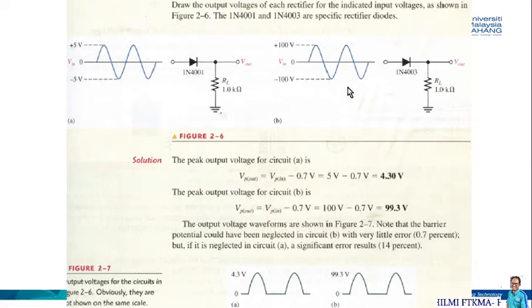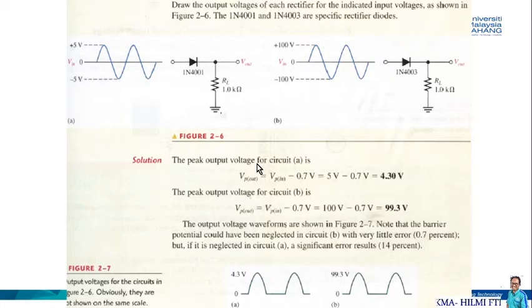Now let's see. Let's say we have an input voltage with a peak value of 5 volt. We need to draw the output voltage of each rectifier for the indicated input voltage, as shown in this figure. The first one is a diode 1N4001 and the second one is 1N4003. The load resistor is the same, 1 kilo ohm. The peak voltage for the first circuit is 5 volt, and the second circuit is 100 volt.